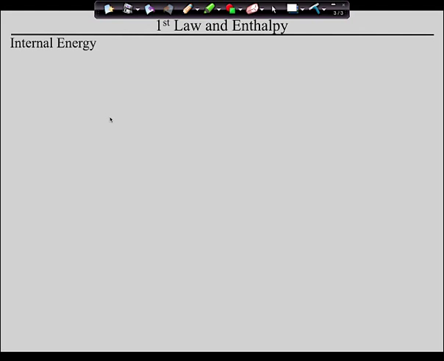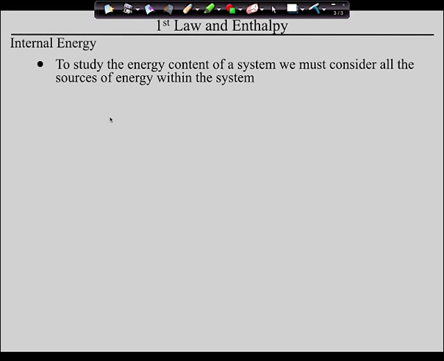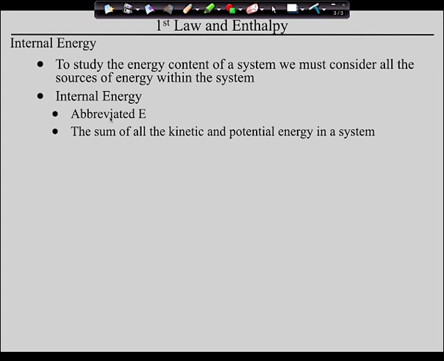Now we're going to really bring together internal energy. You guys understand internal energy, which is abbreviated E, is the sum of the kinetic and potential energies within a system. And we write it like this: energy big E is energy sub K plus energy sub P.